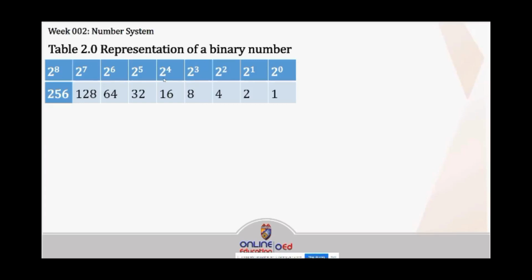2 raised to 4 is 2 multiplied by 2 is 4, multiplied by 2 is 8, multiplied by 2 is 16. 2 raised to 5 is 32. 2 raised to 6 is 64. 2 raised to 7 is 128. And 2 raised to 8 is 256. If you have a scientific calculator on your hands, you can check it out.